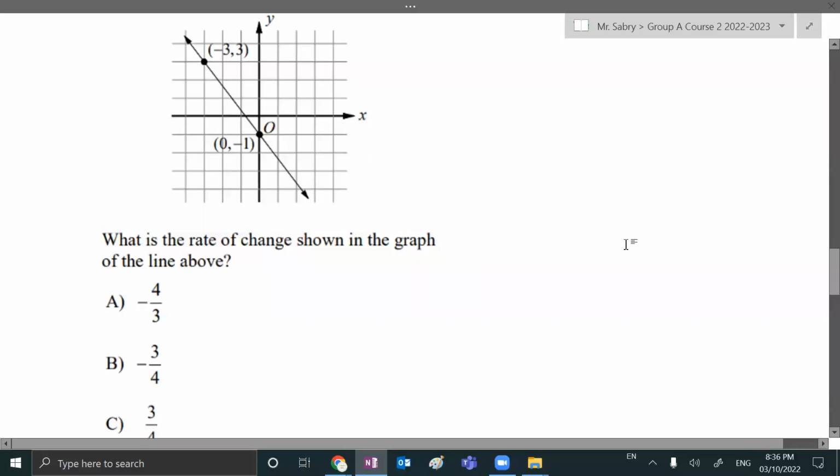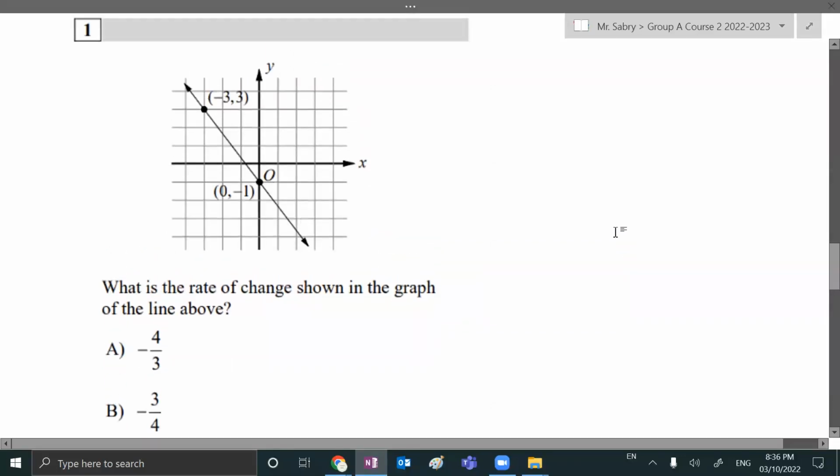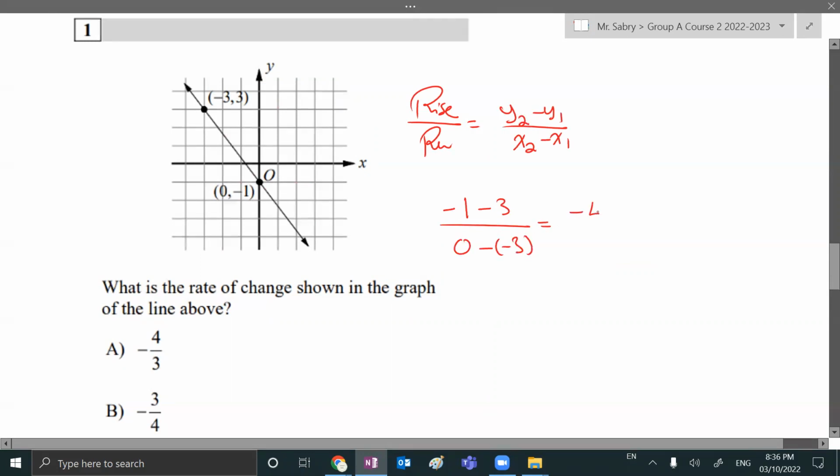For the first one, you're already given a graph, and whenever you see a line in a graph, you should think right away of the slope. And whenever we think of slope with a graph, we think of rise over run, which is y2 minus y1 over x2 minus x1. So I'll do negative 1 minus 3 over 0 minus negative 3. That would get me negative 4 over positive 3. So this is my slope right away, which is A.